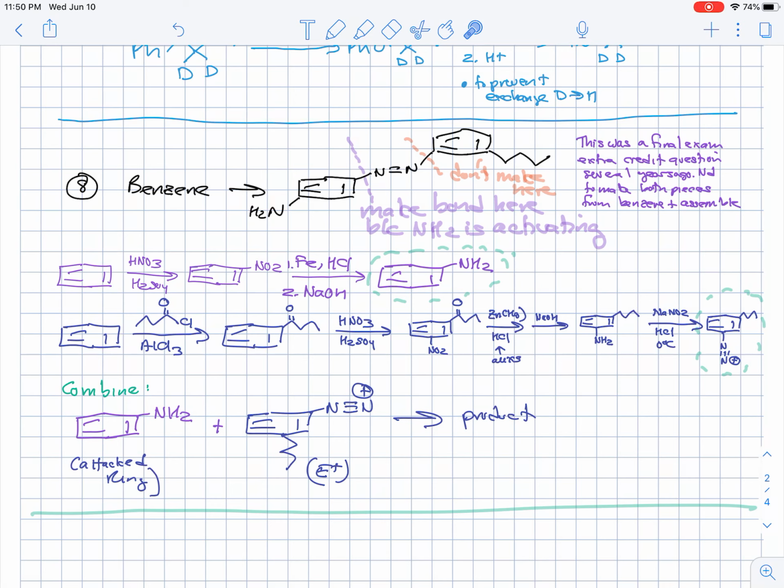So this is what I did. I did my acylation, then I kept that as an acyl group and nitrated to put the nitro group meta, which it has to be. And then remember that the Clemmensen will reduce both this carbonyl and that NO2, so that gives us that. And then I make the diazonium salt of that, and then finally I can do my electrophilic aromatic substitution of those two compounds.